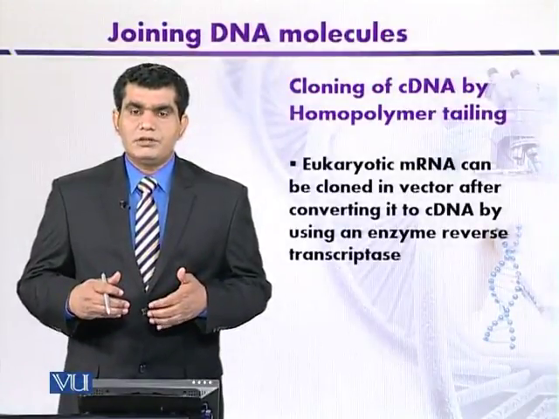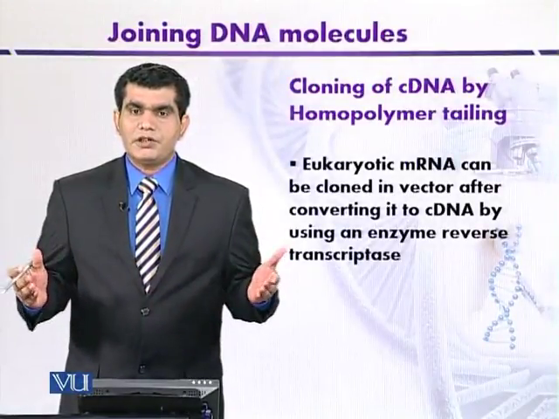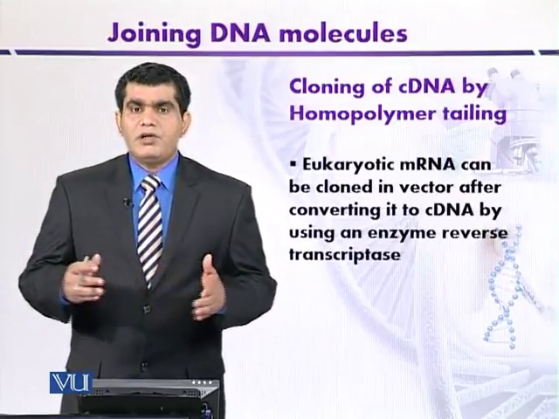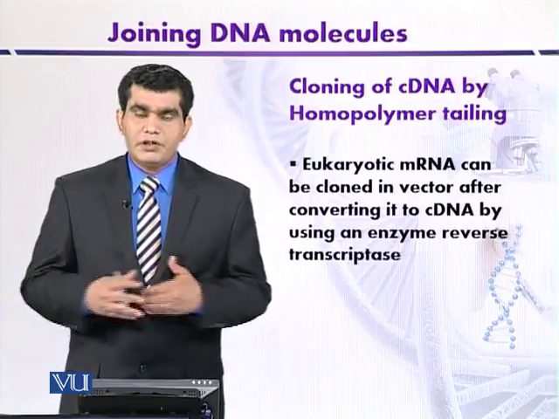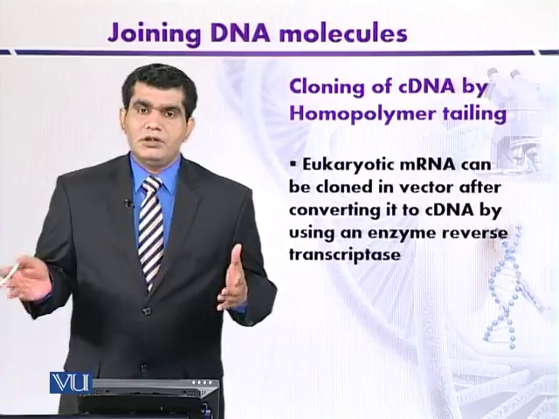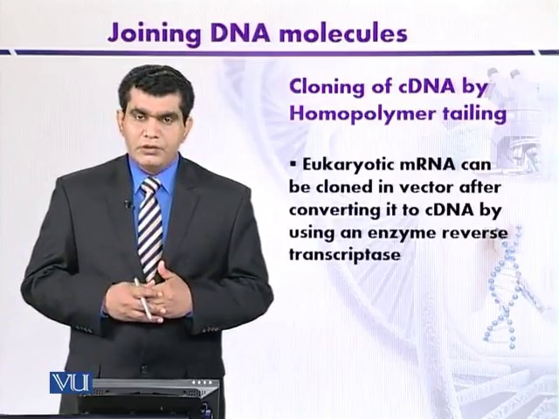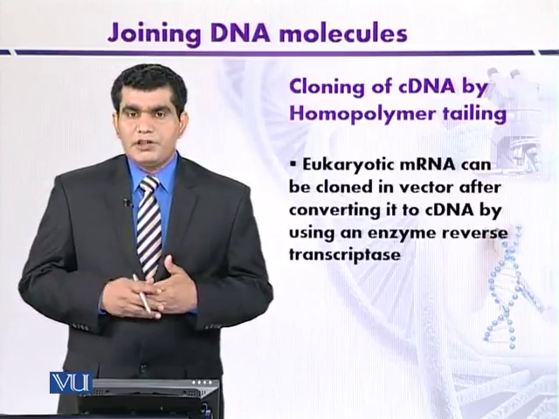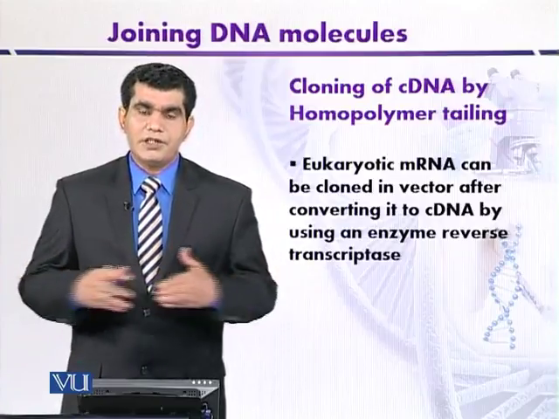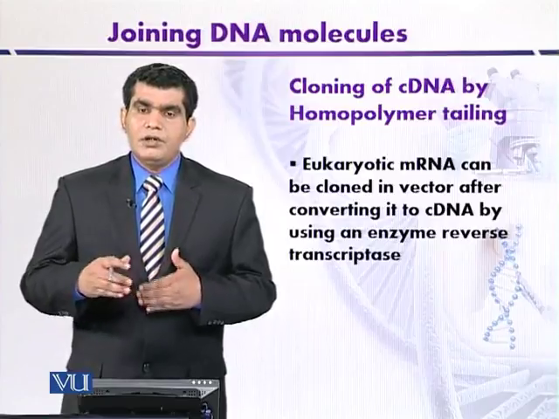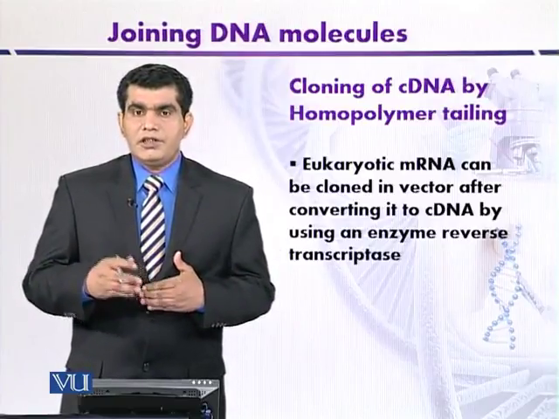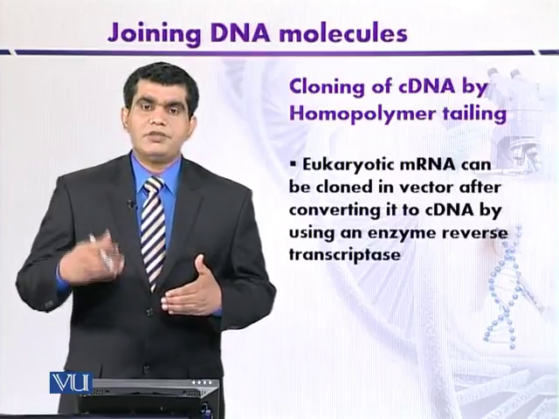Homopolymer tailing is a good technique for joining DNA from different sources. But nowadays it is not frequently used because of the availability of other techniques for joining DNA molecules. But still it has application in the cloning of cDNA or complementary DNA. cDNA is a type of DNA that has been synthesized from the messenger RNA.